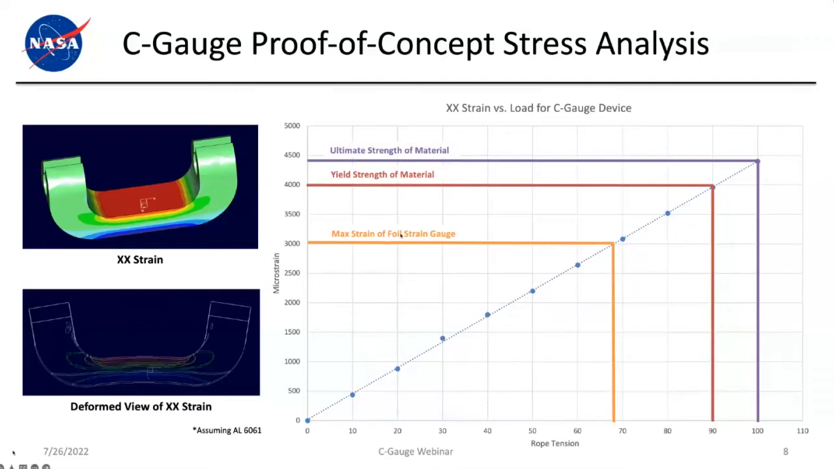And you've got to make sure that, of course, your strain gauge is able to measure your max predicted strain, because you don't want to rip those strain gauges off of the device. You also need to take into account the yield and ultimate strength of the material that you're choosing in the C gauge, because you don't want to deform that in a weird way.